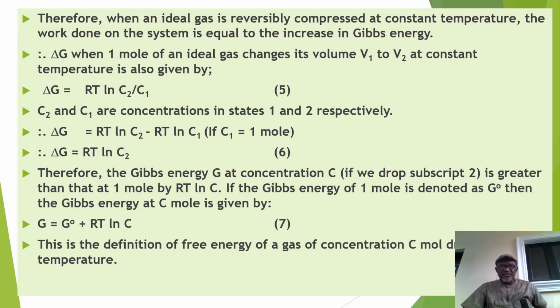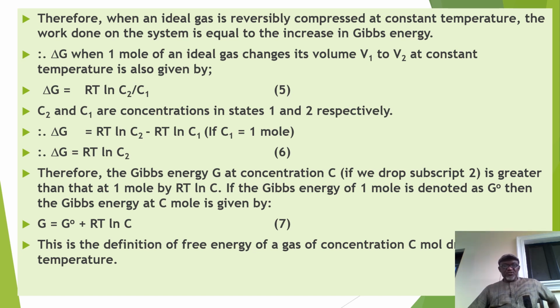Therefore, when an ideal gas is reversibly compressed at constant temperature, the work done on the system is equal to the increase in Gibbs energy. That's what that means, because equation 1 is equal to equation 4. Now, when we talk about this change from volume 1 to 2 at constant temperature, it means that delta G will be equal to RT ln C2 over C1. Remember the relationship between volume and concentration. V is inverse of concentration, and concentration is inverse of volume.